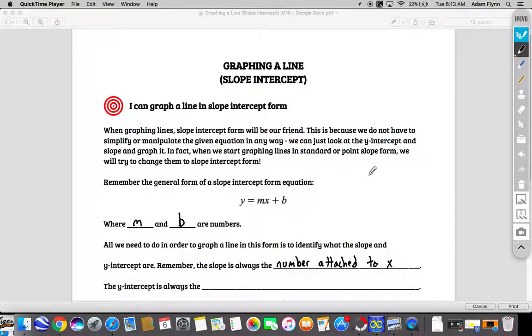And if it appears we don't have a number attached to x, but we do indeed have an x, we will say that our slope is 1. Okay, and if it's a negative x, we'll say it's negative 1.